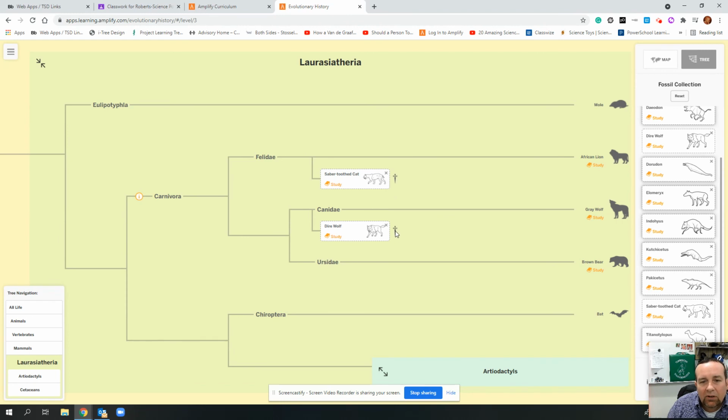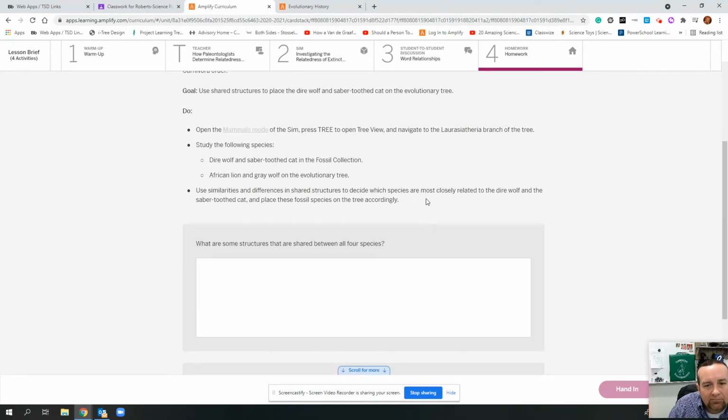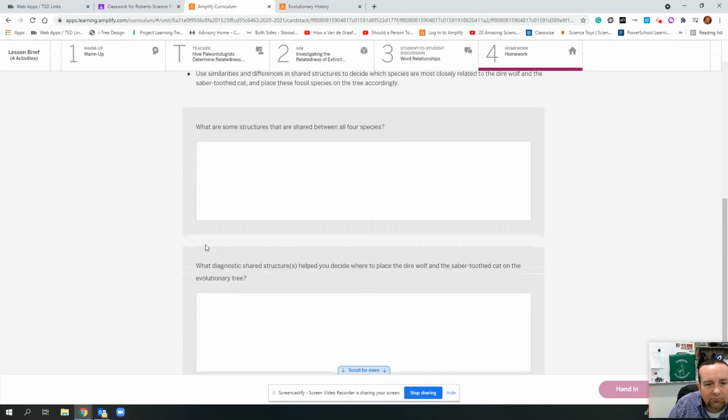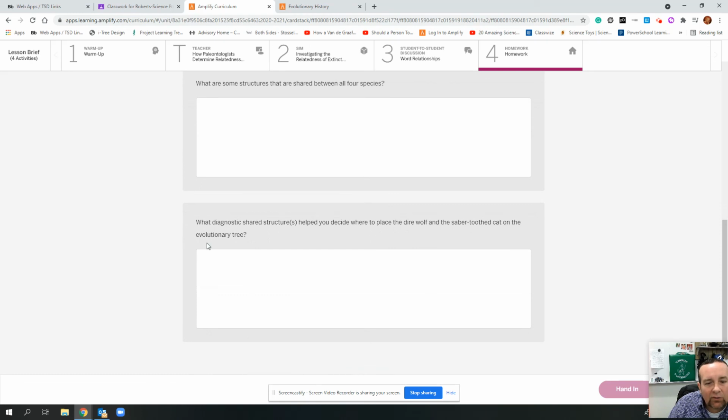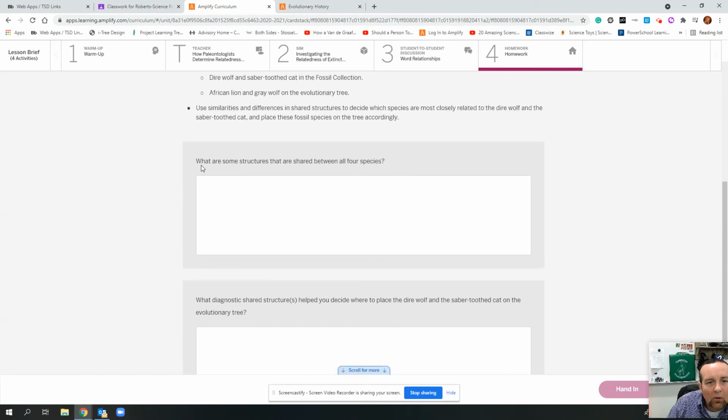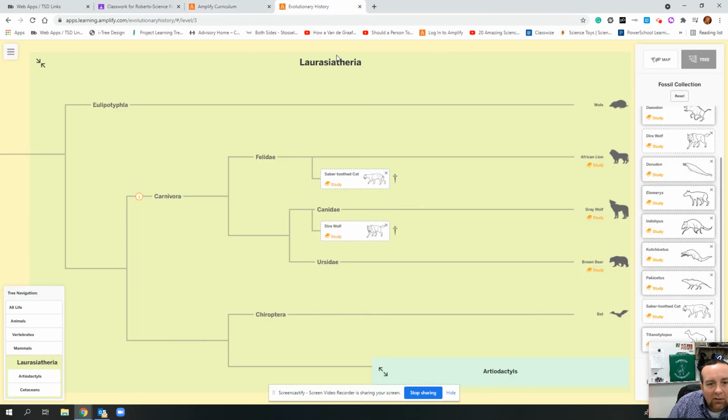Notice these little crosses are showing us that these creatures are extinct. So now that we've done that, we're going to answer these last two questions. What are some structures that are shared between all four species? So we could say, well, they're quadrupeds, they share a tail, they have teeth that are at different lengths, but still kind of made for being predators.